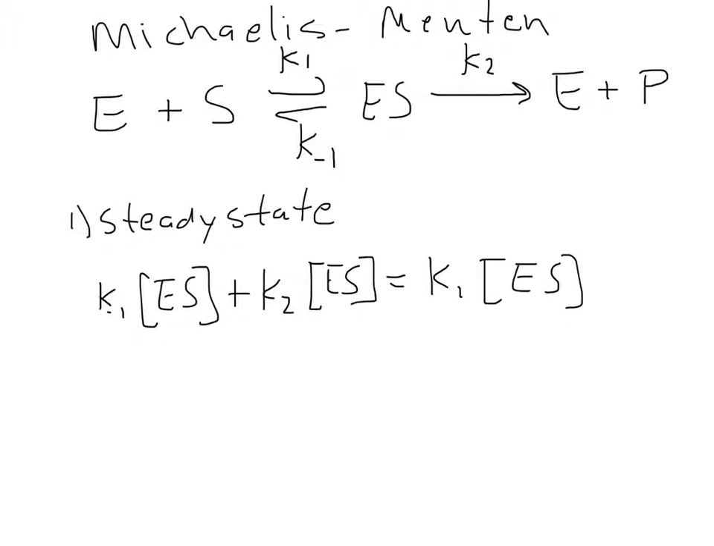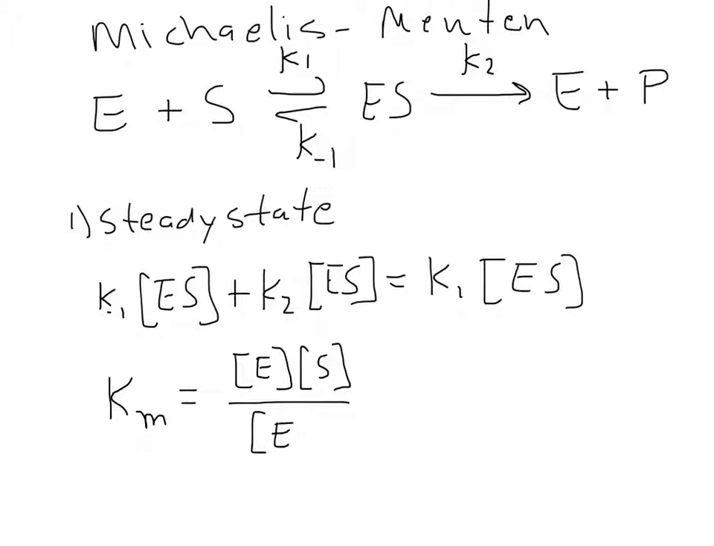Now I'm going to define something called the Michaelis-Menten or the Michaelis constant, which is Km, and it looks a little like an association constant or a dissociation constant. And I'm going to define it this way. The way you would define a normal dissociation constant or an equilibrium constant would give you the ratio of the products of these concentrations to the concentration of the complex.